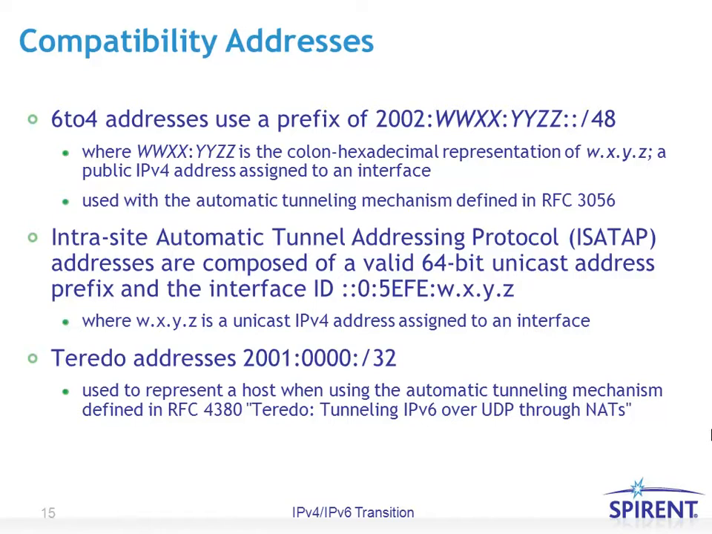And you see similar mechanisms for the other protocols that use compatibility addresses, such as ISATAP, the Intra-Site Automatic Tunnel Addressing Protocol, and Teredo, which is another mechanism for tunneling, but tunneling in the existence of NATs, where we need to run IP version 6 over UDP over IP instead of encapsulated directly in IPv4.